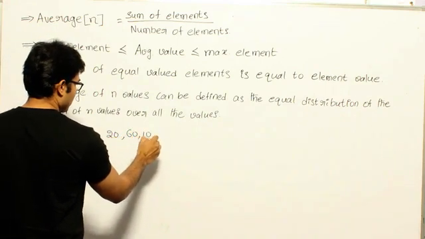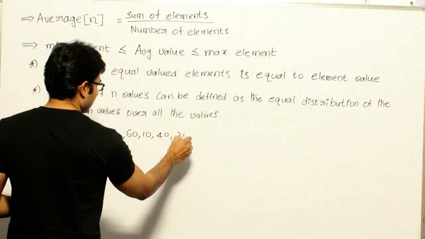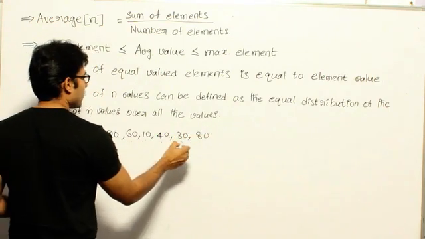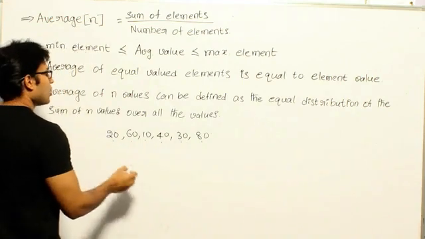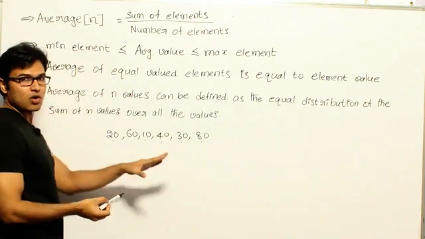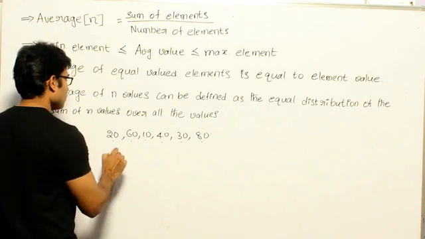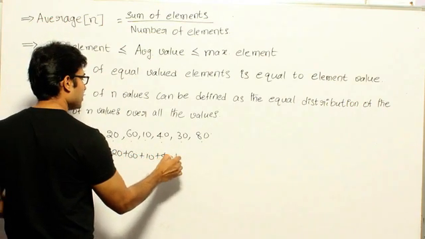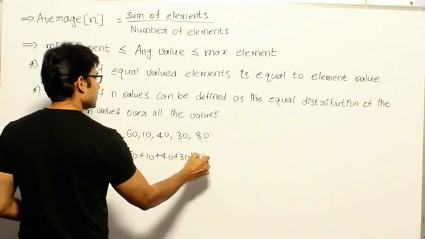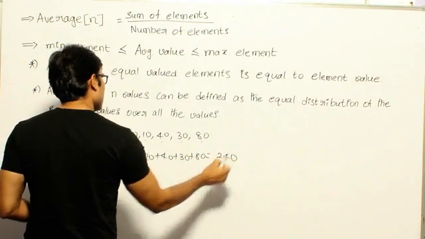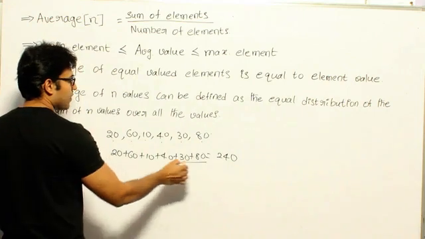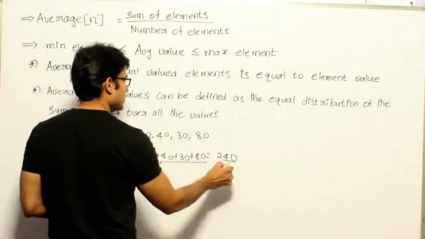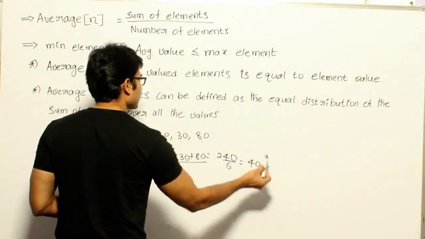Okay. Now for example, if you take numbers like this, let us say I have 20, 60, 10, 40, 30, and 80. How many are there? 1, 2, 3, 4, 5, 6. If I add them all up, the average is: add them all up and divide by the number. So 20 plus 60 plus 10 plus 40 plus 30 plus 80 is going to be 240. Now the average is nothing but dividing by the number of elements. So how many? 1, 2, 3, 4, 5, 6. So 240 divided by 6 is going to be 40.